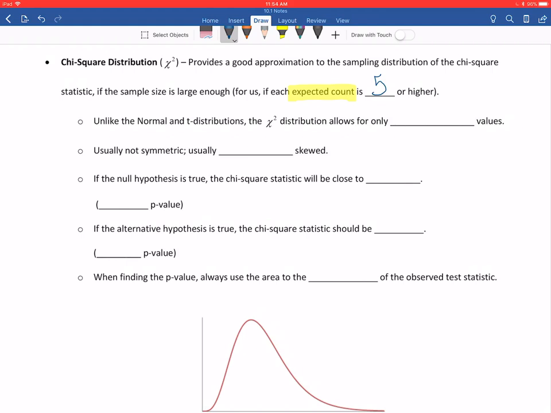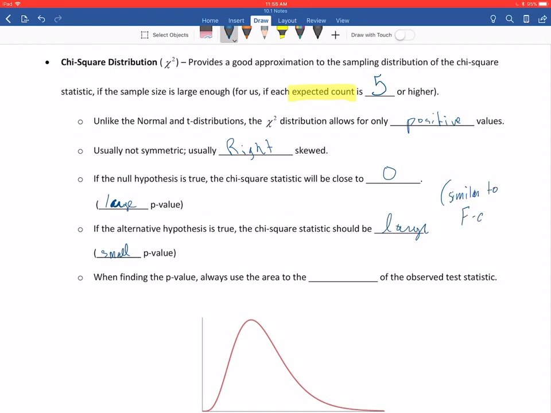Unlike the normal and t-distributions, the chi-square distribution allows only for positive values. It is usually a right-skewed distribution. If your null hypothesis is true, the chi-squared statistic should be close to 0, and that will give you a large p-value. And if your alternate hypothesis is true, your chi-squared statistic itself should be large, giving you a small p-value.